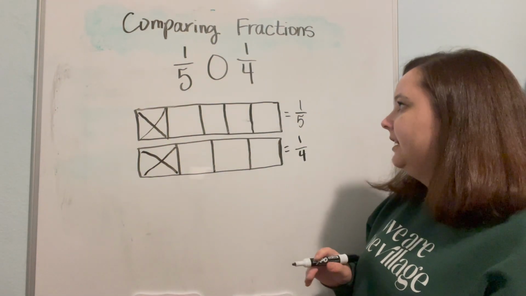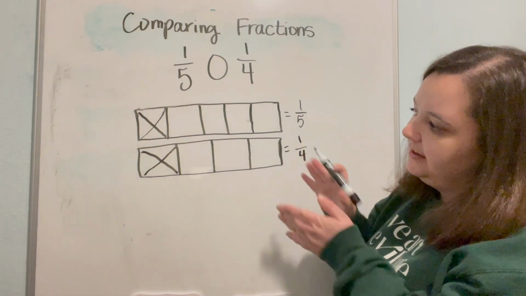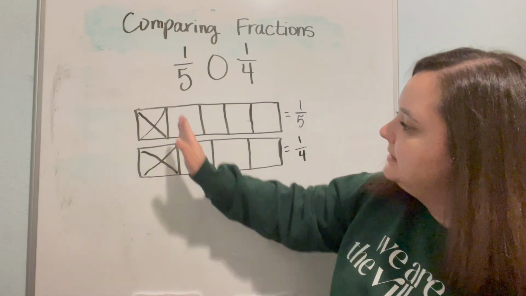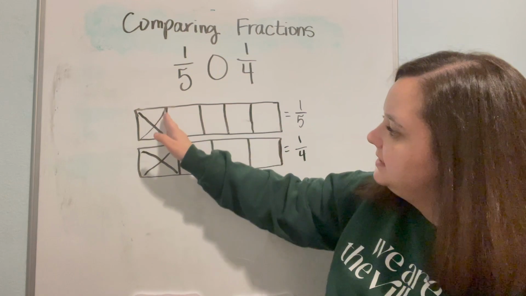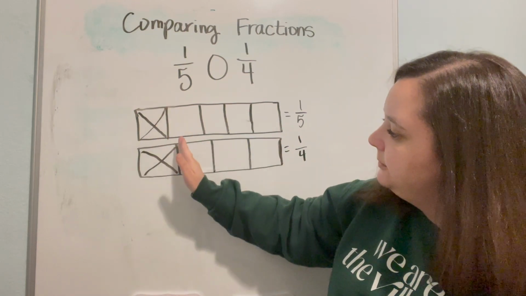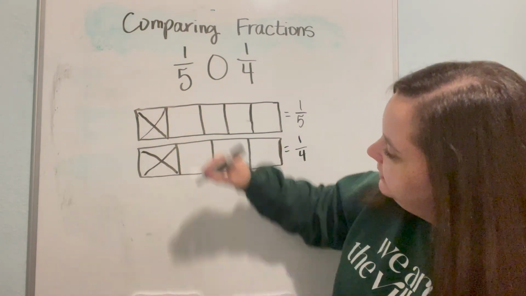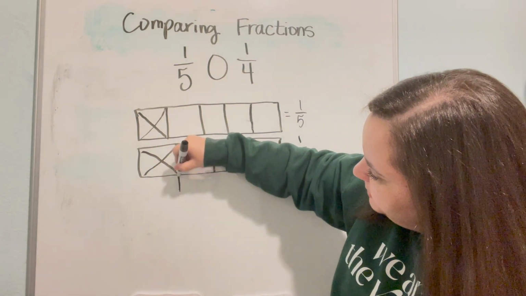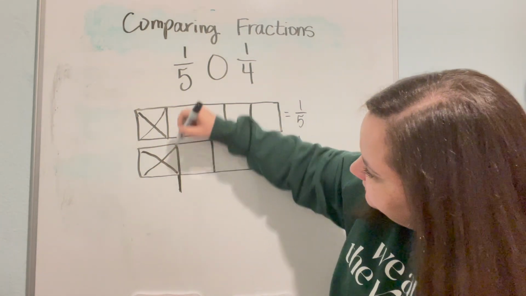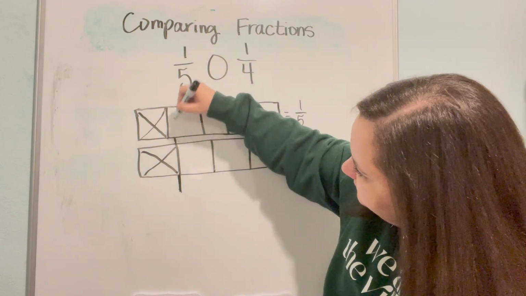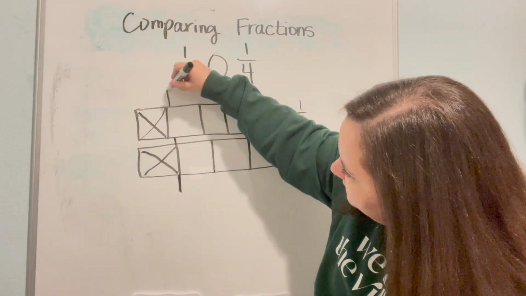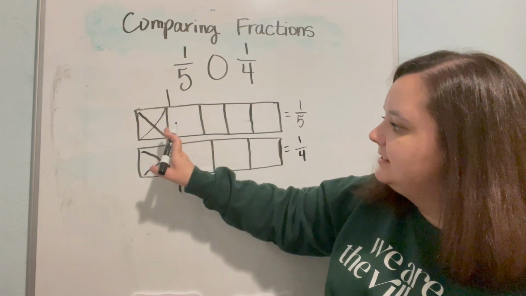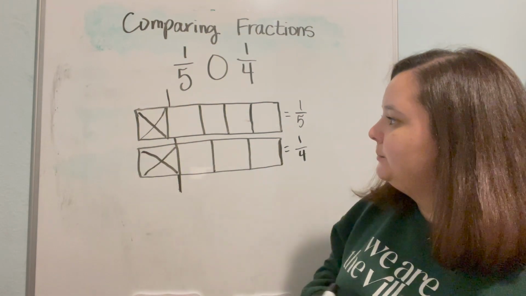Okay, now I can visually compare my two models. So looking at these, I can see that my 5th stops right here and my 4th stops right here. So I'm going to draw a line to extend where my 4th is, so I can see how it compares. Now, with where my line is, I can see that my 4th is greater than my 5th.